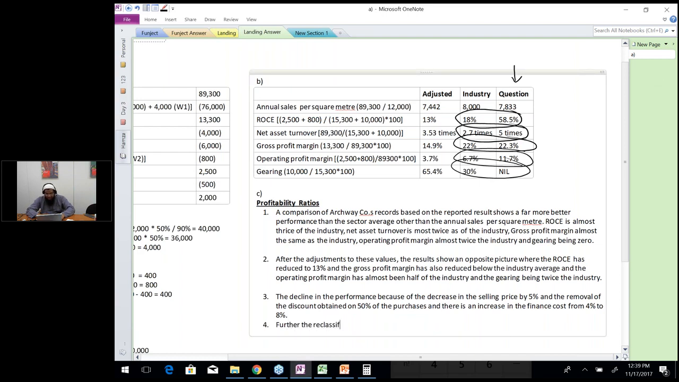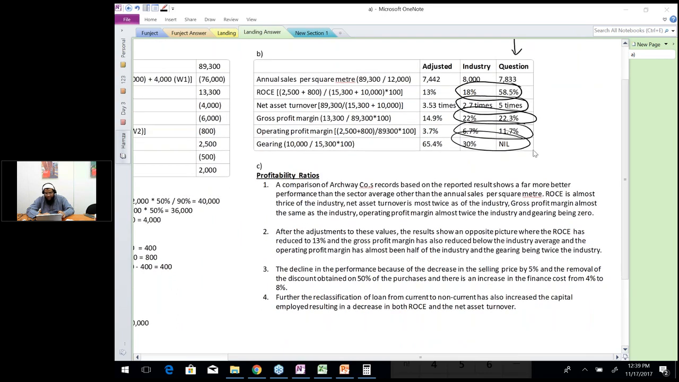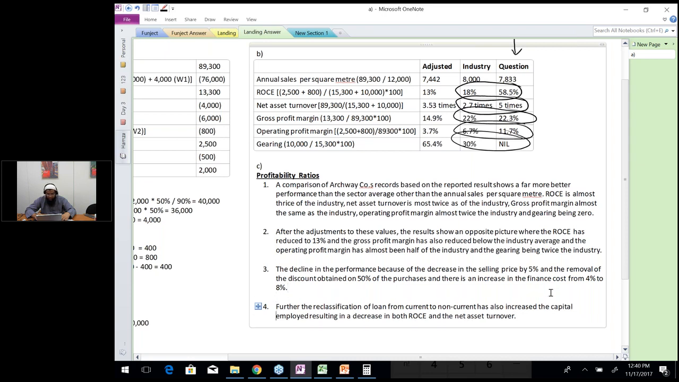Further, the reclassification of the loan from current to non-current has also increased the capital employed, resulting in a decrease in both ROCE and the net asset turnover. Net asset turnover indicates how many dollars of revenue we generate from $1 of assets. For example, if I'm using fewer assets and generating more sales, my net asset turnover is good. So these are the four points that the students were expected to write in the exam.